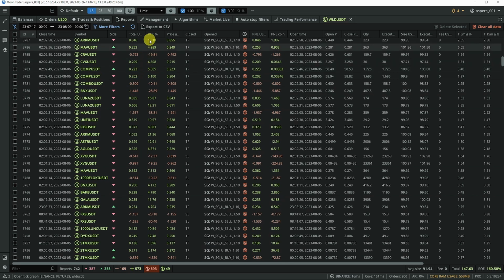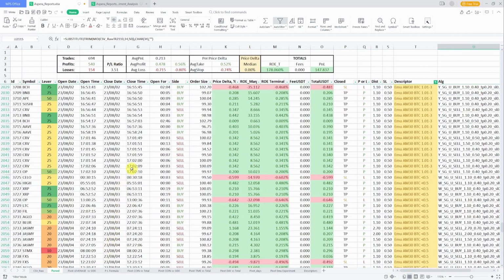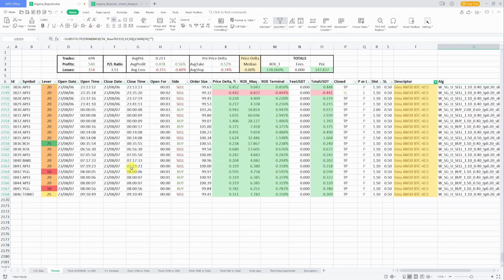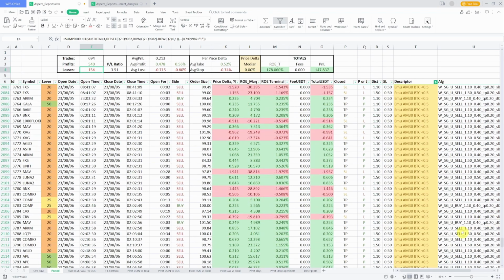I have exported all of this to CSV, as per usual, and here are my wonderful reports. This is a lot of data. I've got, as I said, 700 trades, over 500 profits, 154 losses. But first, let's just take a look at what this looks like, what it is.